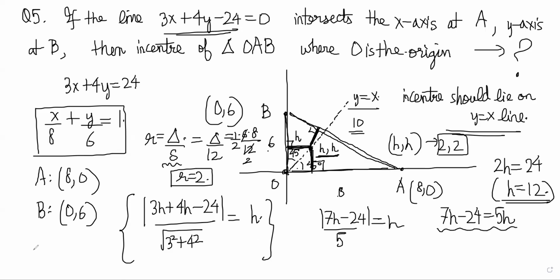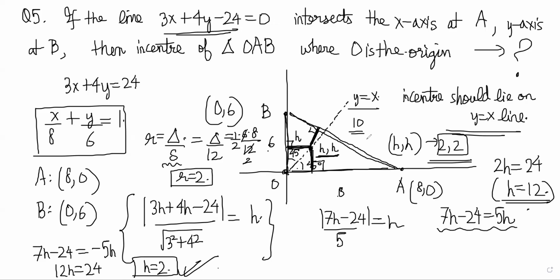But I could also have solved like this: 7h minus 24 is equal to minus 5h. And then 12h is equal to 24 and h is equal to 2. You're getting two possible values of h, 2 and 12. And that's why the answer is (2, 2).